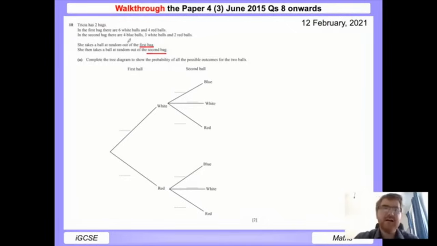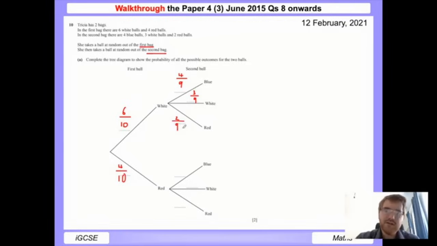So if we take our first bag, the number of white balls, there are 6. And we have 10 balls in this bag in total. So this will be 6 out of 10. And then for the probability of red, there will be 4 red balls out of 10 as well. Now we have a completely different bag. So for the second bag, there are 4 blue balls. And then how many balls are there in this bag? Well, let's be careful. 4 plus 3 plus 2 is equal to 9. So we get 4 out of 9. Likewise, for white, we have 3 out of 9. And then for red, we have 2 out of 9.